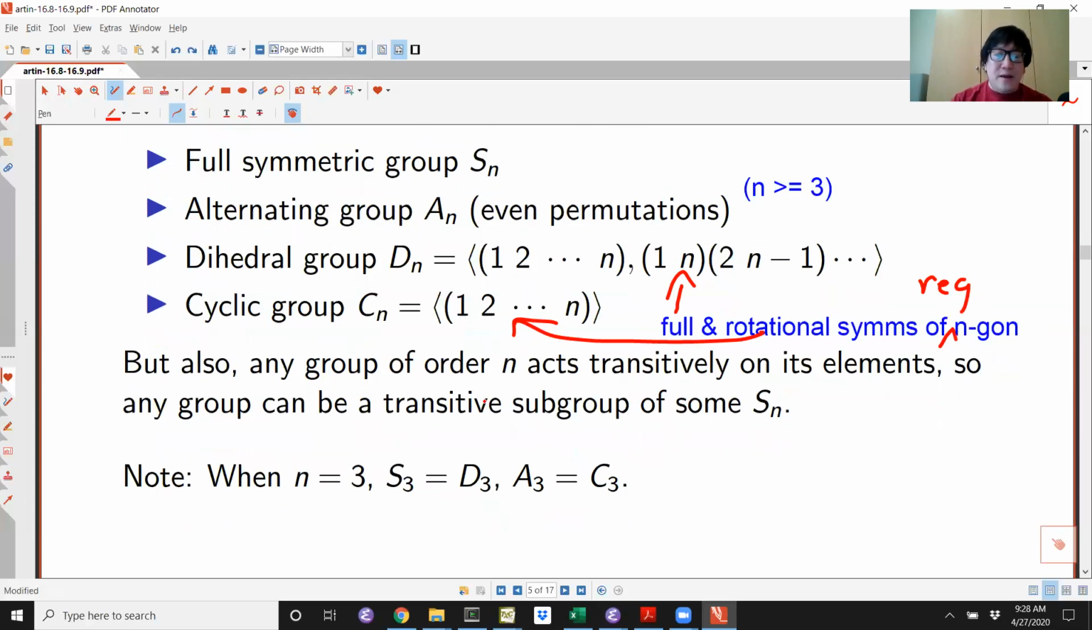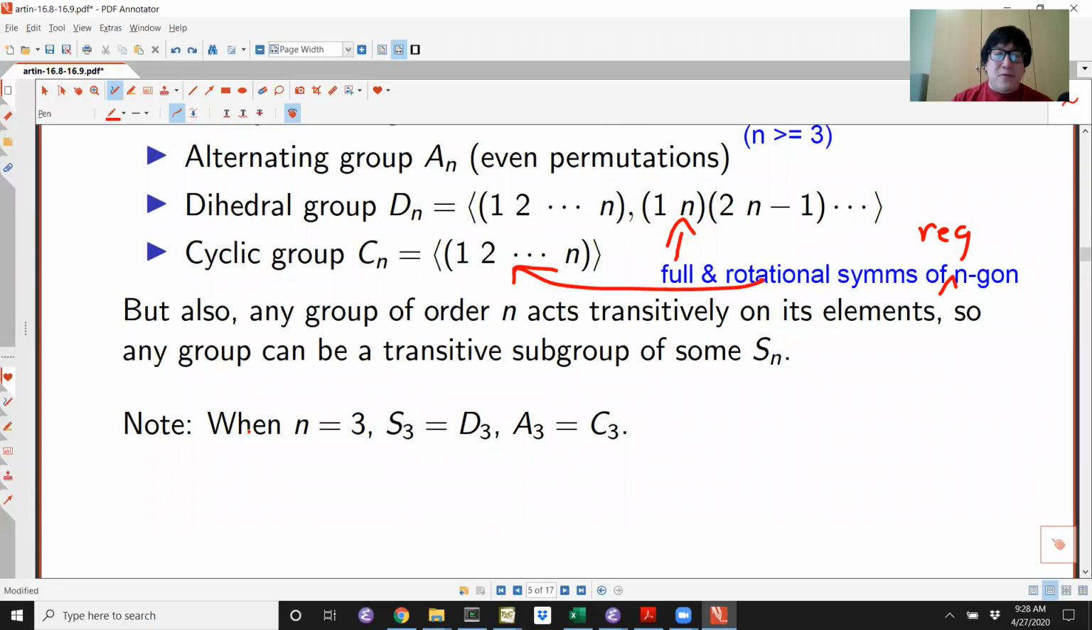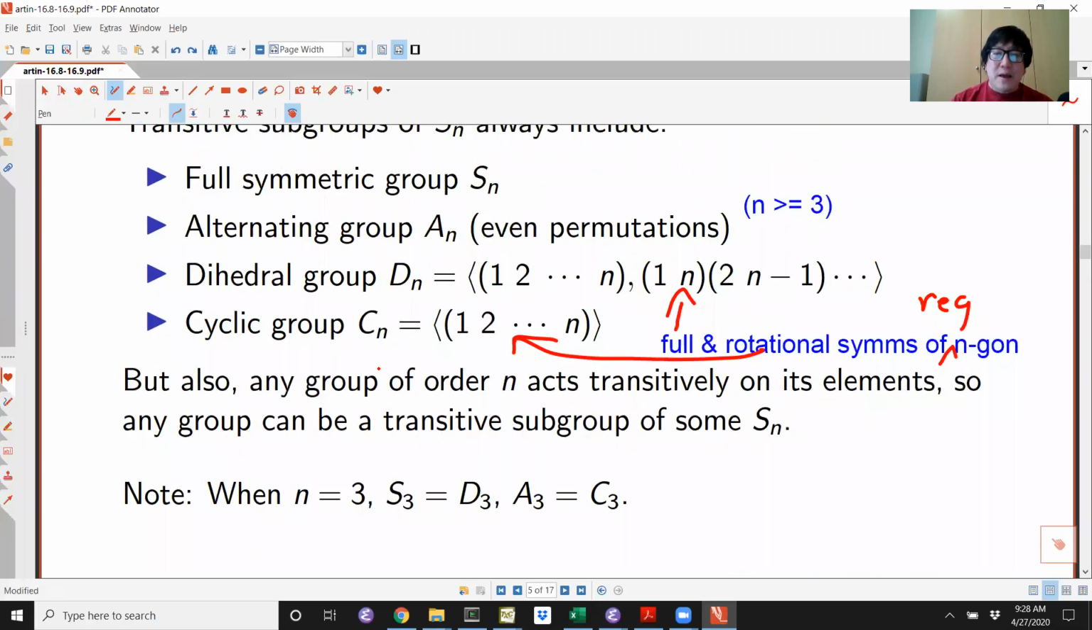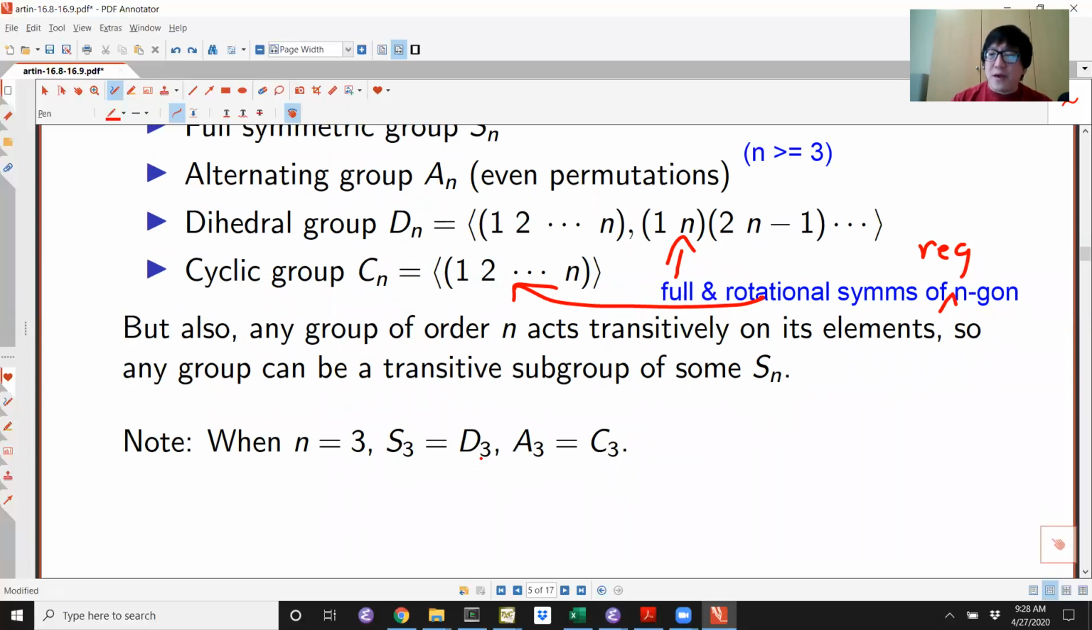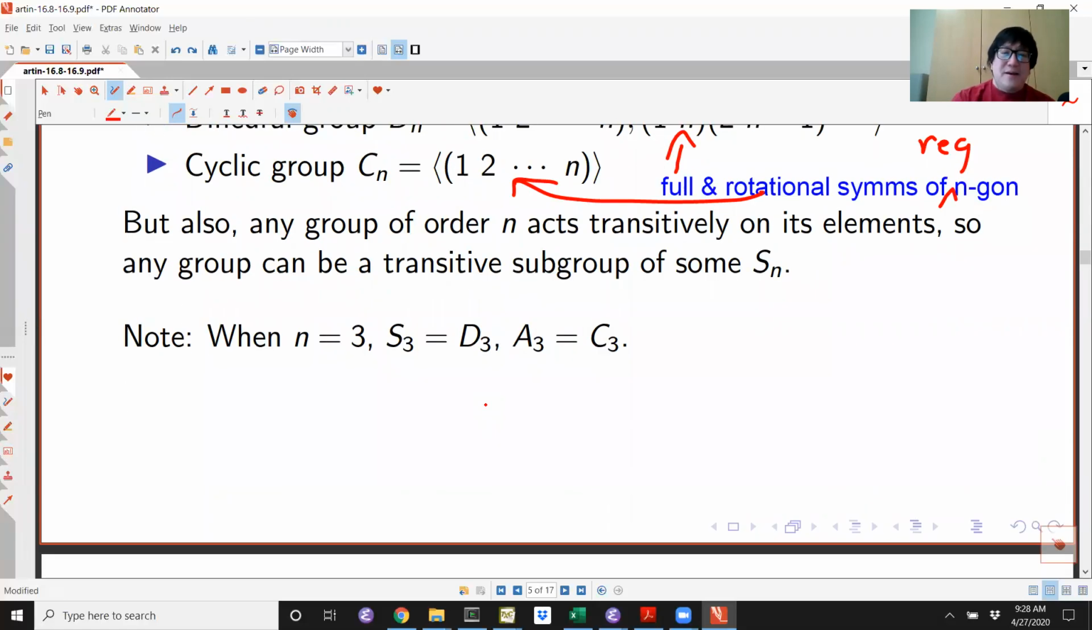In particular, when n equals 3, there are only 2 suspects, because the alternating group A3 is isomorphic to the cyclic group of order 3, and S3 is equal to D3. The triangle group, remember, induces every permutation of 1, 2, and 3. I can't resist drawing a triangle here. So there are really only 2 suspects: the symmetric group and the alternating group.